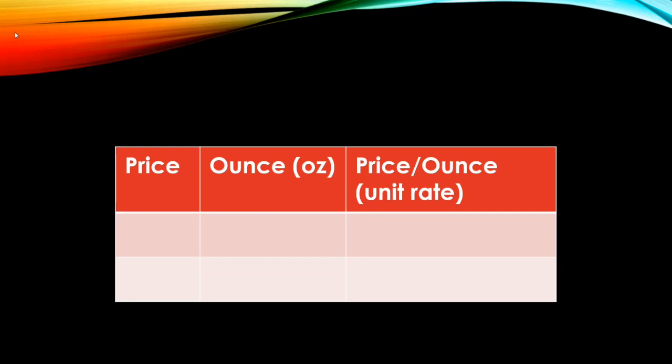When we compare units, we want to figure out the two things we're comparing, and then we're going to divide to find the unit rate. So I want the price, the number of ounces, and then I'm going to divide to figure out how much 1 ounce costs. Let's start with the bigger yogurt. It costs $1.62, and it has 32 ounces. So we divide $1.62 by 32, and we get 0.05, or 5 cents for 1 ounce.